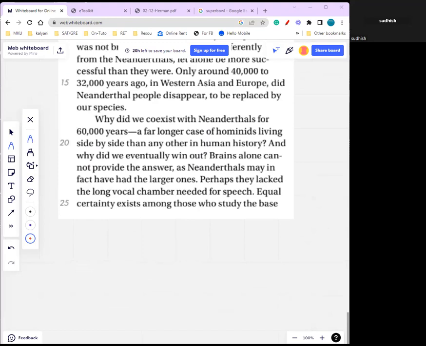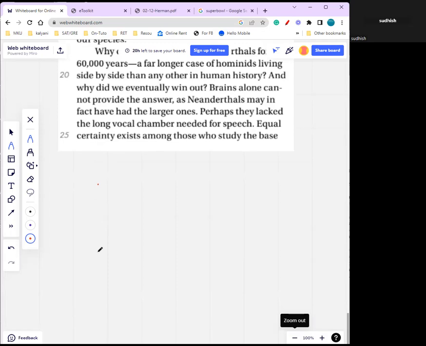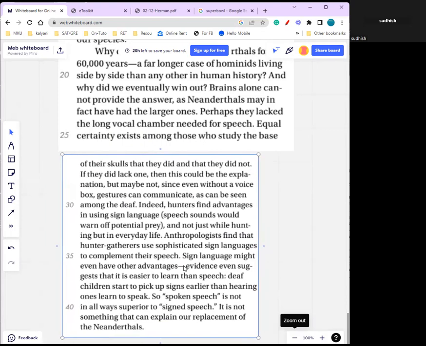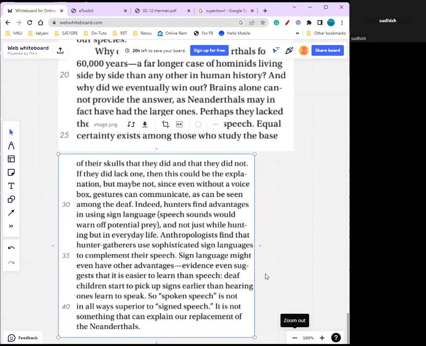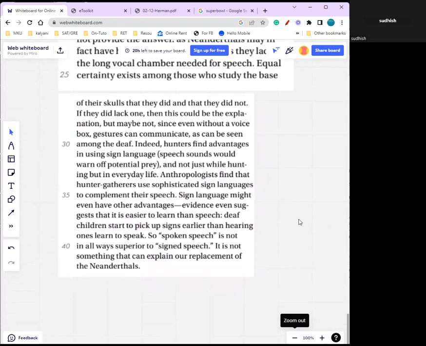Why did we coexist with the Neanderthals for 60,000 years, a far longer case of hominids living side by side than any other in human history? And why did we eventually win out? Brains alone cannot provide the answers, as the Neanderthals may, in fact, have had the larger ones. Perhaps they lacked the long vocal chambers needed for speech. Equal certainty exists among those who study the base.